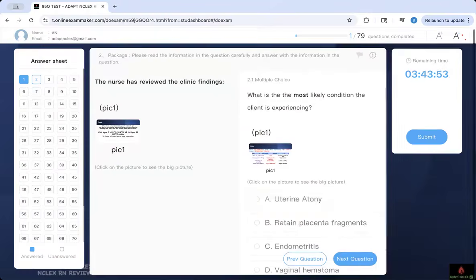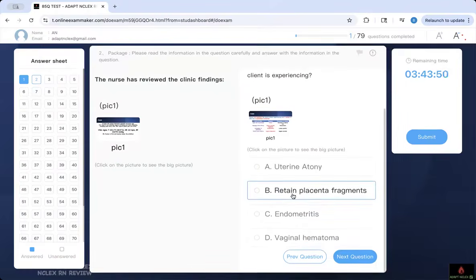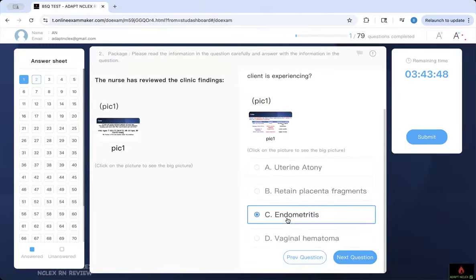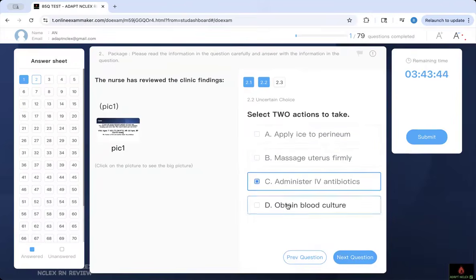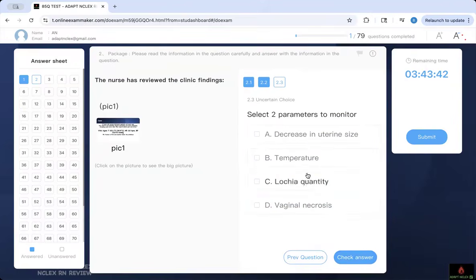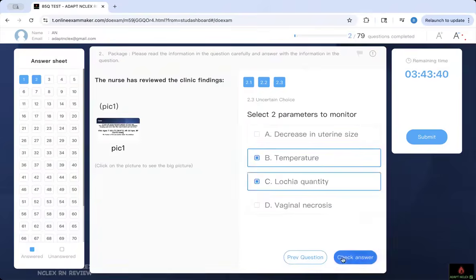Both type question. So what is the client's problem? Endometritis, right? What are the two things we're going to do? Well, antibiotic and culture. And then what are we going to monitor? Temperature and lochia.